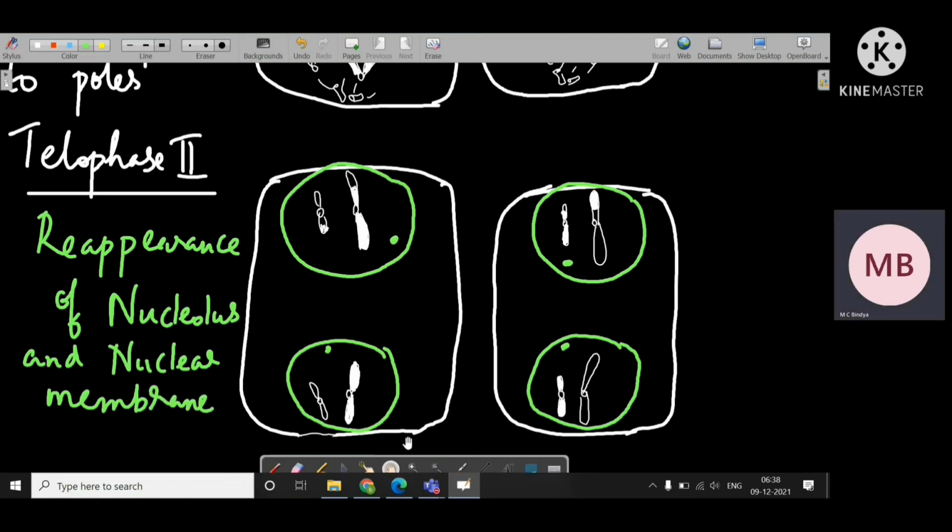Followed by the telophase 2 stage is the cytokinesis, where these two cells will now divide to form four cells and they are haploid. In each nucleus we can see two chromosomes, whereas the parent cell had four chromosomes. So the chromosome number gets divided into half, and that is the significance of meiosis.